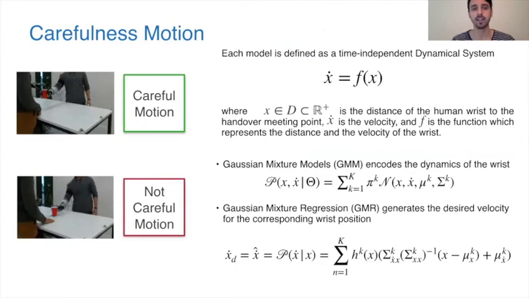Our state is then the wrist location, and the wrist location with respect to the handover meeting point. And then we use Gaussian mixture models to encode the dynamics that represent this wrist position with respect to the velocity that the wrist is moving. And then after we have our Gaussian mixture models for both models.